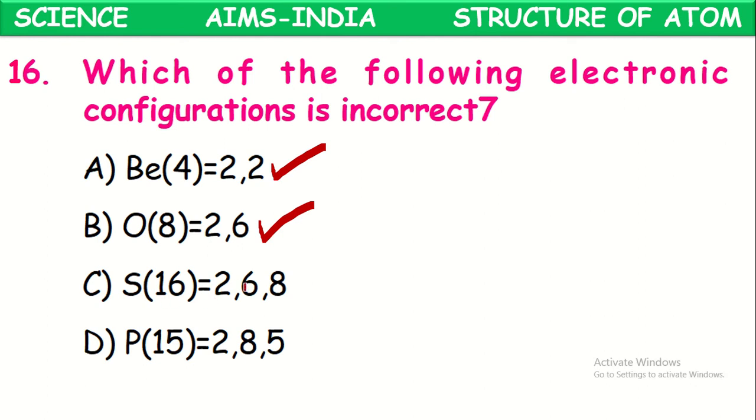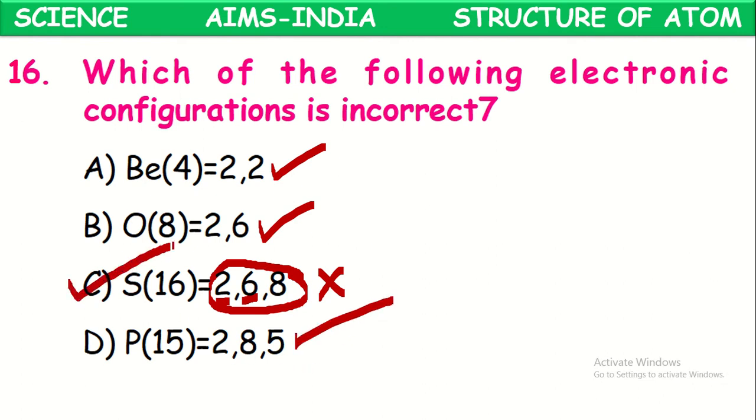But the configuration should be 2, 8, 6, and they mentioned here 2, 6, 8, which is wrong, because the first shell should be filled with 2 electrons. That is done. The second shell should be filled with a maximum of 8 electrons. Then only electrons enter into the third shell. But here, without completely filling the second shell, electrons entered into the third shell, which is a wrong configuration. And the atomic number of phosphorus is 15 and its configuration is 2, 8, 5. It is correct. The only incorrect configuration is this.